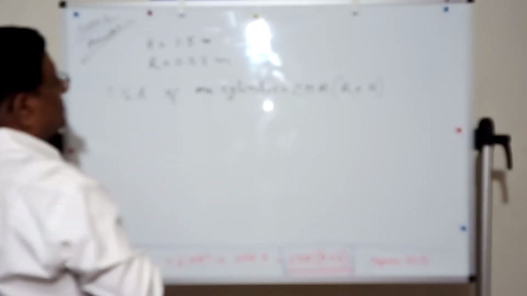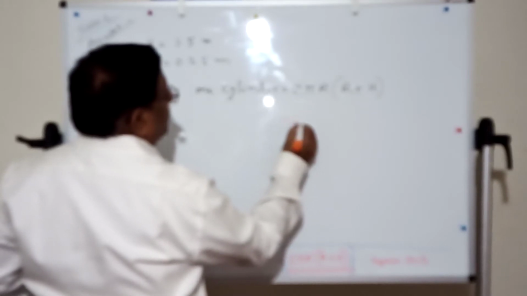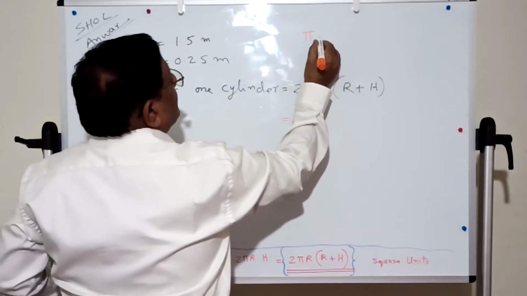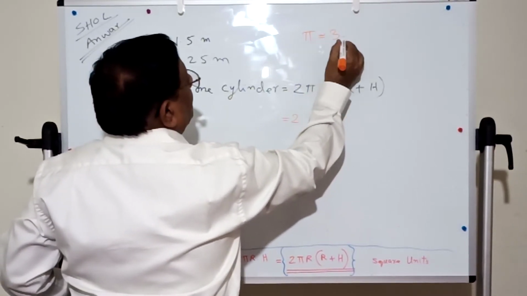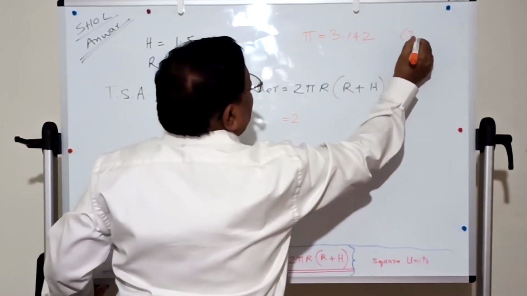All units should be the same. You should not have one unit in meters and another in centimeters. Everything should be uniform. So here, let us say 2 pi. Pi means the circle constant. It is approximately equal to 3.142. I can just say it to 3 decimal places.